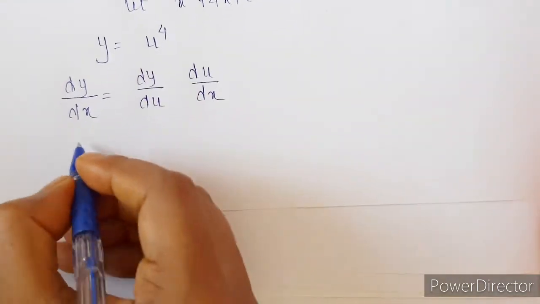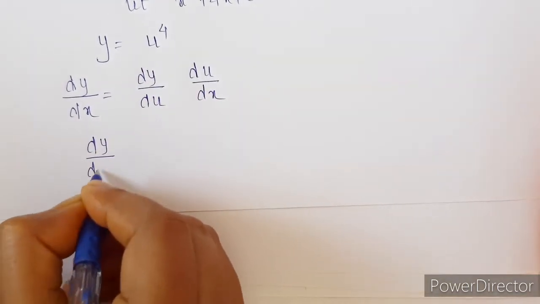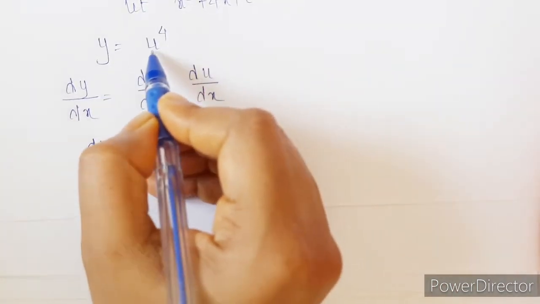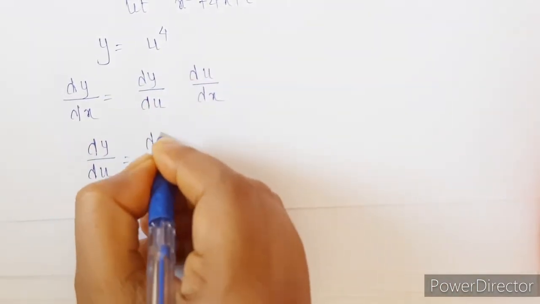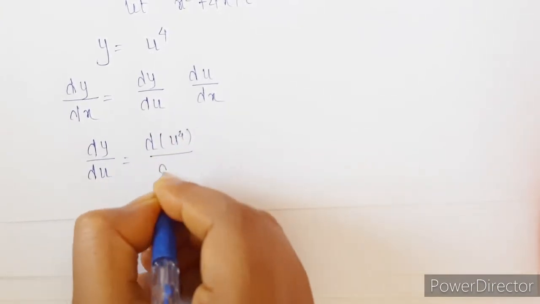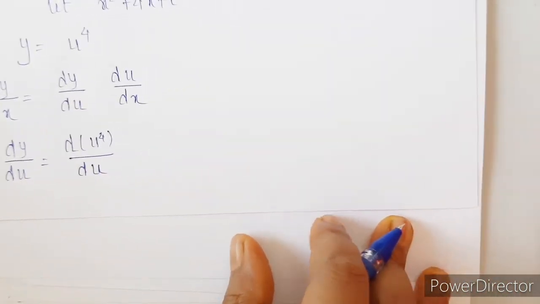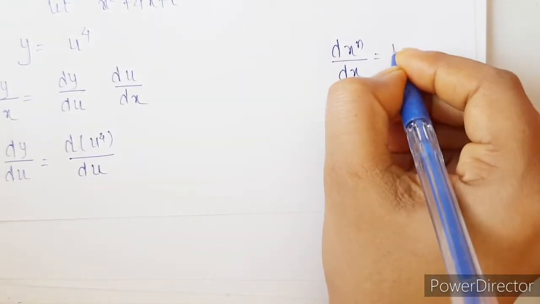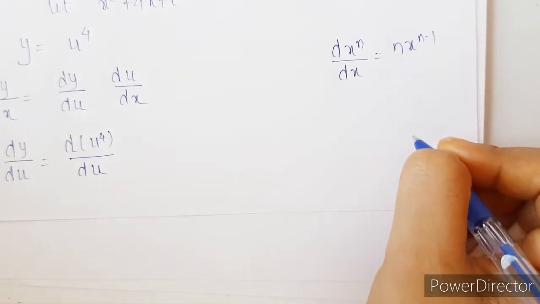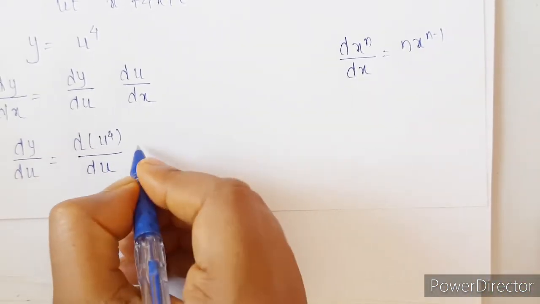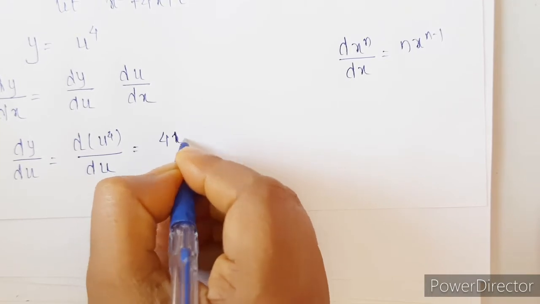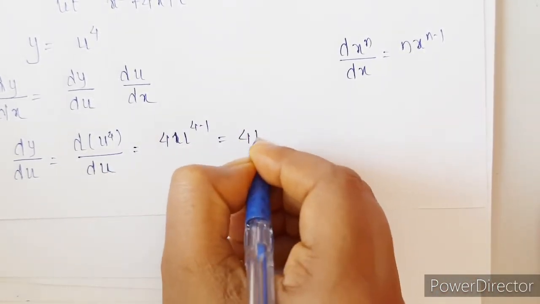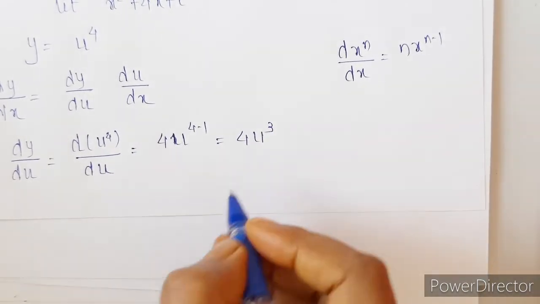Let's start with this. Derivative of y with respect to u. So this is our y, it is u raised to power 4. So we need to find derivative of u raised to power 4 with respect to u. Again, it is a power function, and derivative of power function, that is x raised to power n, is nothing but n times x raised to power n minus 1. In this case, n is 4. This is 4u raised to 4 minus 1. It is 4u cube.